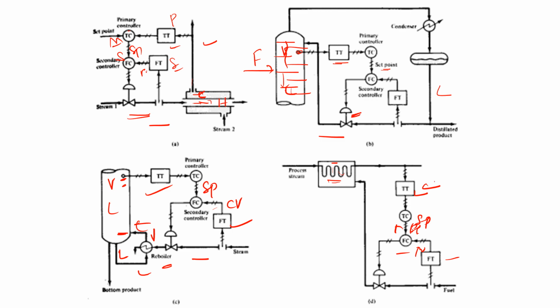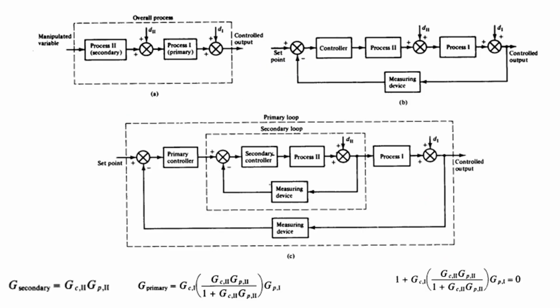So in this, sorry, this is the master controller, then this is the slave controller, and these are the two variables. So these are a few examples of implementation of cascade control in industrial processes. Okay, so here this is a simple feedback system. Okay, so this is also a simple feedback system.